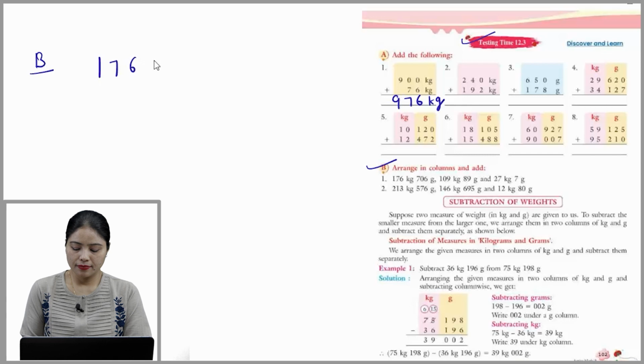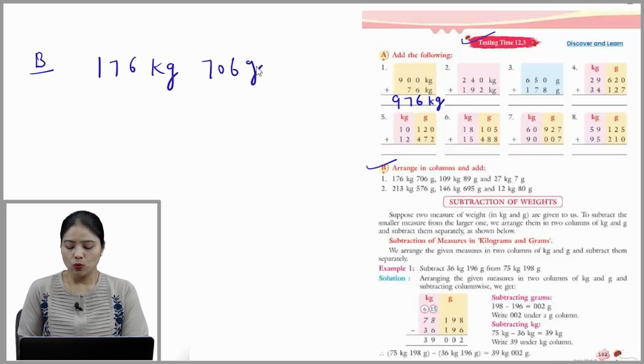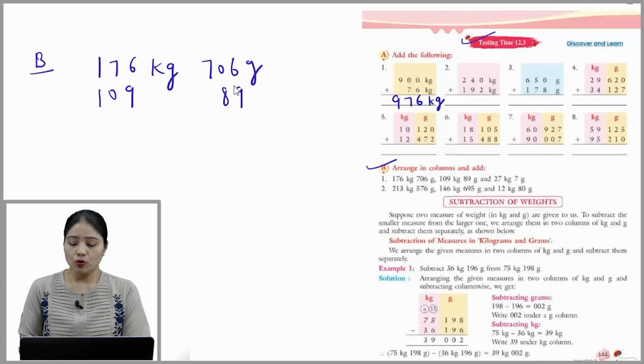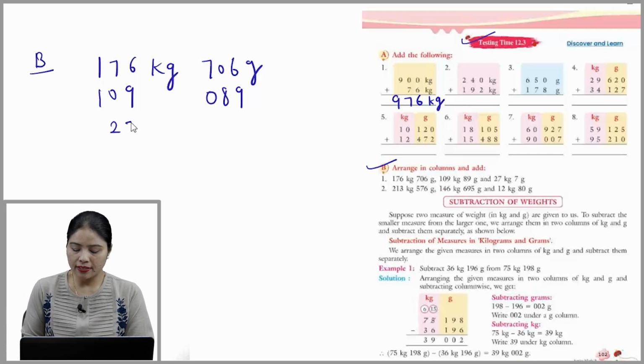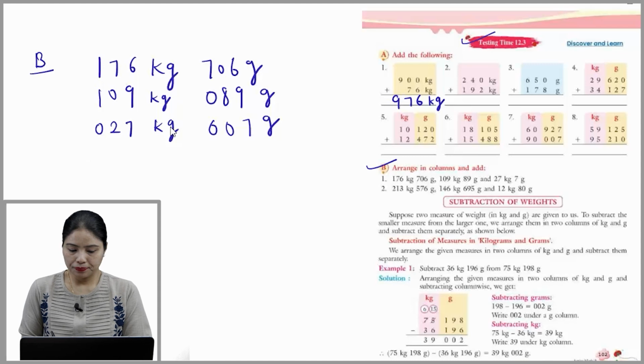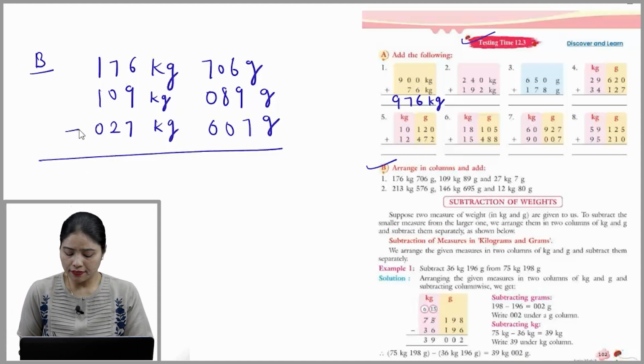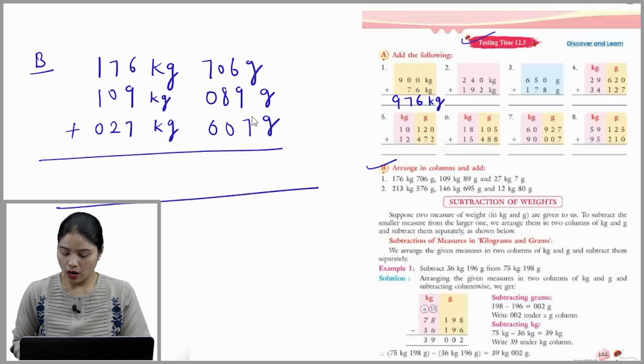176 kg and this is 706 gram, and in that 19, this is 89. So we just put a 0 over here because हमें 3 digits बनाने हैं. 27, okay, and this is 0 and this is 007. ये हमारा ग्राम है. This is gram, this is kg, this is kg. Okay. So how to do this? We just add it. 9 and 7 कितने होते हैं?